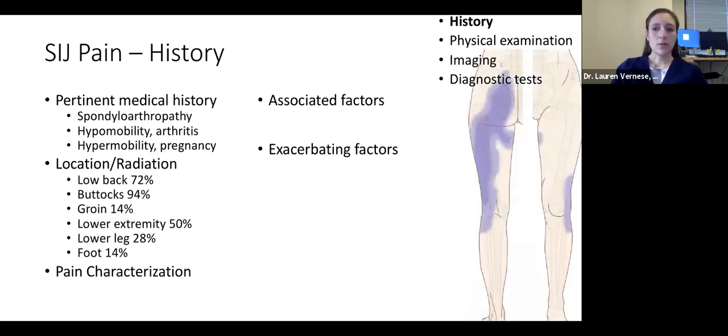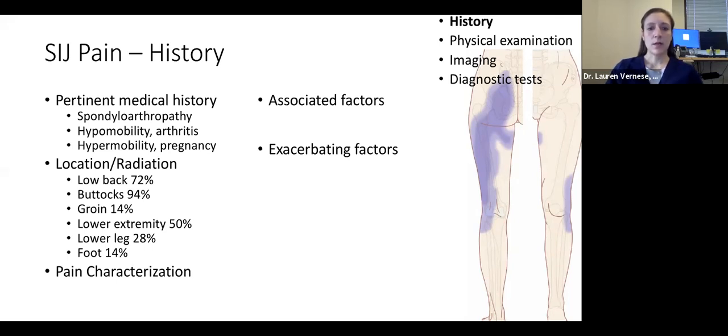Next is the location. Most people will say if the pain is below the L5 level, you're thinking sacroiliac joint pain. If it's above the L5 level, you're thinking more the lumbar spine. This is blurred, as you can see. 72% of people with sacroiliac joint pain confirmed on diagnostic tests reported low back pain, and then 94% report buttock pain.